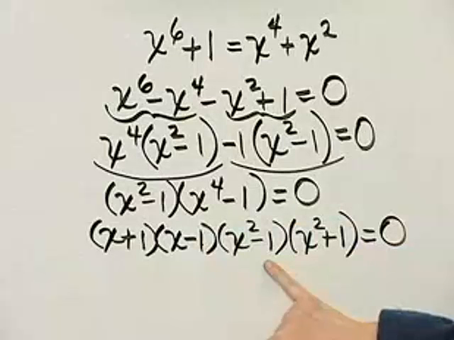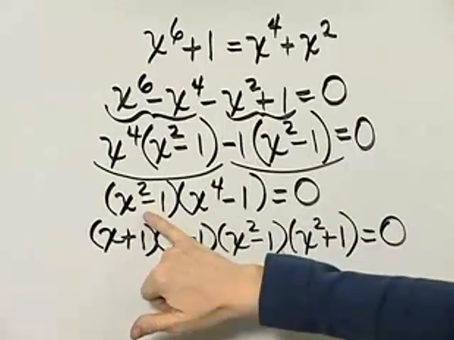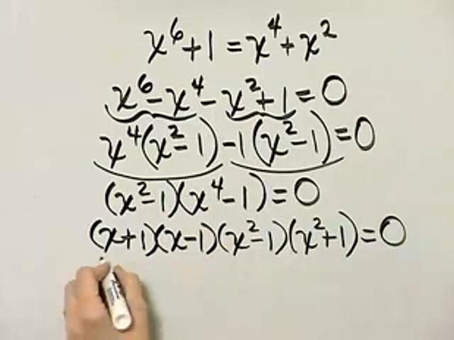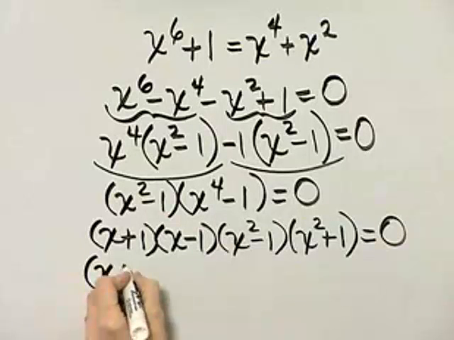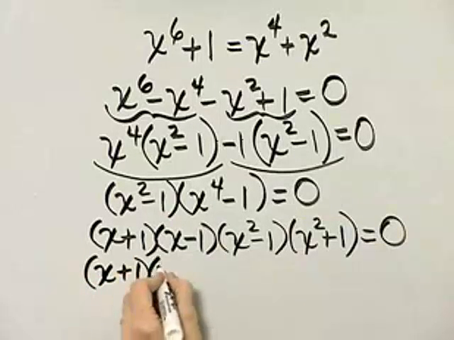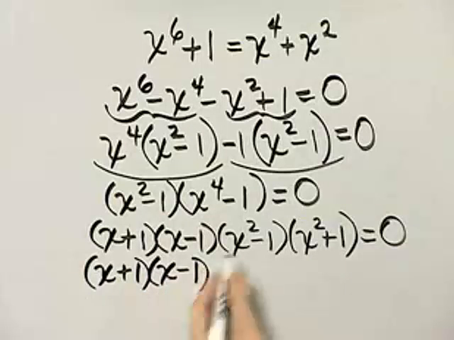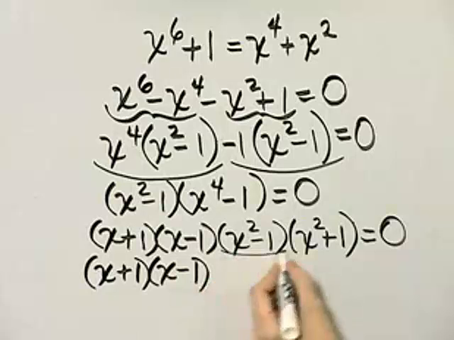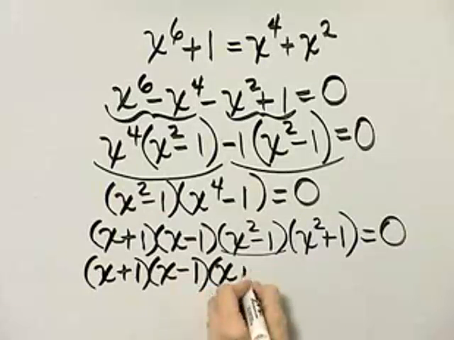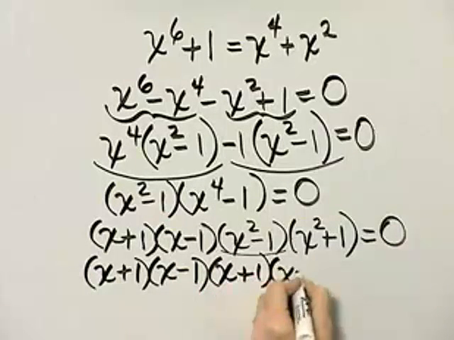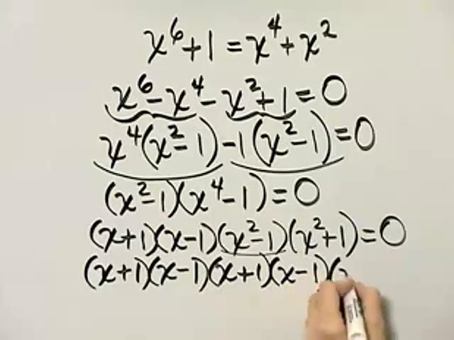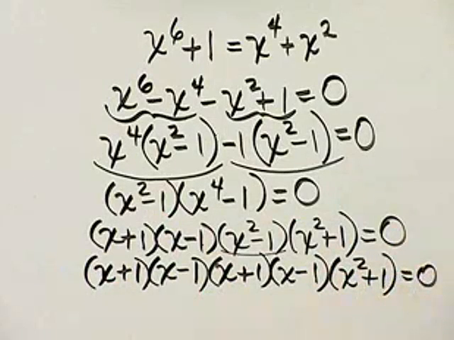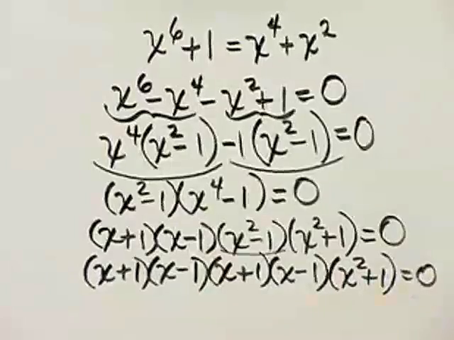Now, amazingly enough, I had a factor of x squared minus 1 before, and I have another one again. So I'll go ahead and do this, but there's really no need to because I've taken care of those factors by already having those factors in this polynomial. I'm now factoring this difference of two squares, x plus 1, x minus 1, and I still have x squared plus 1 equals 0. Now, I'm going to let you do this.